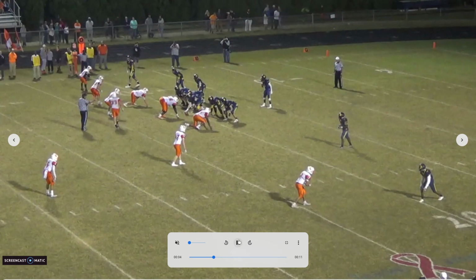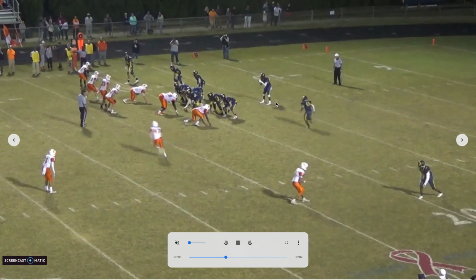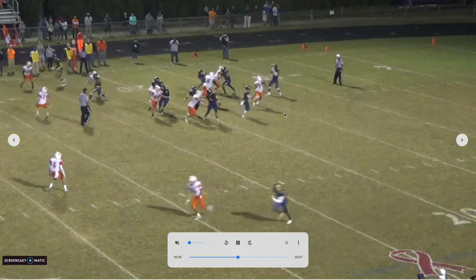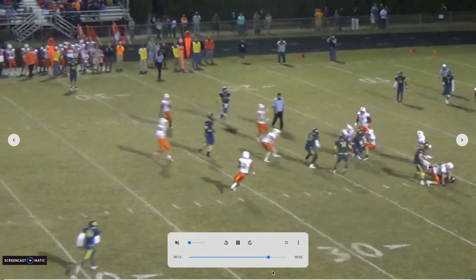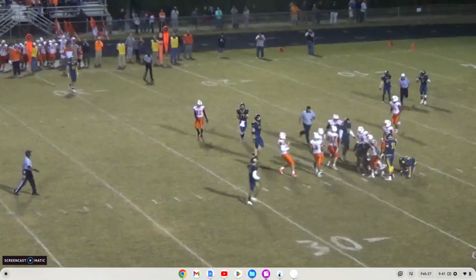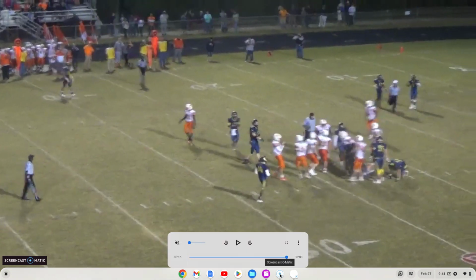So let's go back and look at it one more time. Looks like jet sweep, running back set as a wing. He comes back to the backside. We pull and get our screen pass thrown to the backside. One last look at a different formation and screen.